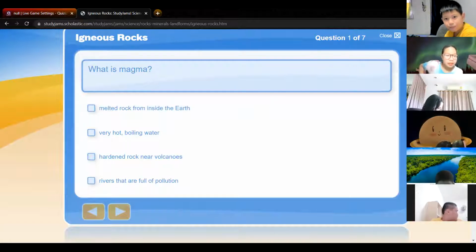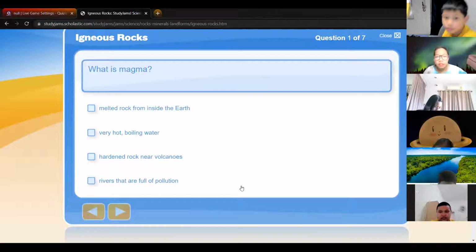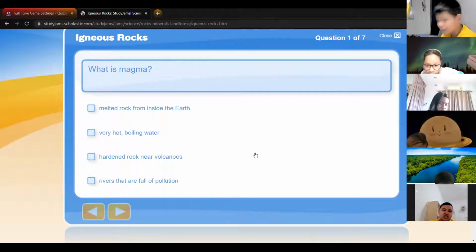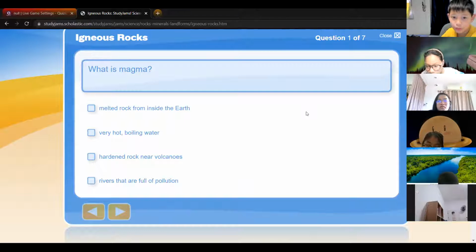So let's ask students from those who are not turning on their camera. Pirapong, what is your answer here, Pirapong? Number 2. Pirapong, what's your answer? Kemeka?